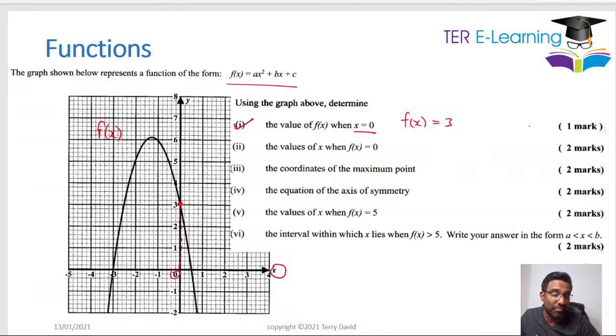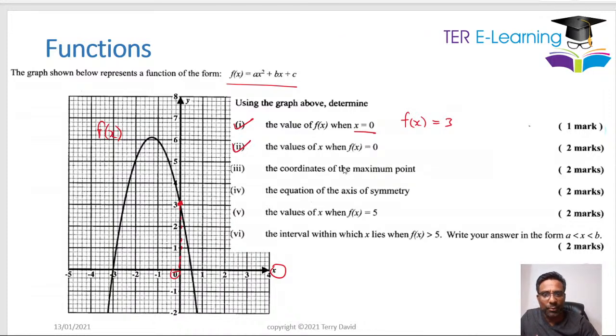That's the answer for 1 mark. That's all you write. I'm not sure how you all got -3, but the answer is 3. All you're doing is plugging in 0 when x equals 0, and you go up and see where that is, this point here. So that's the answer for part 1.